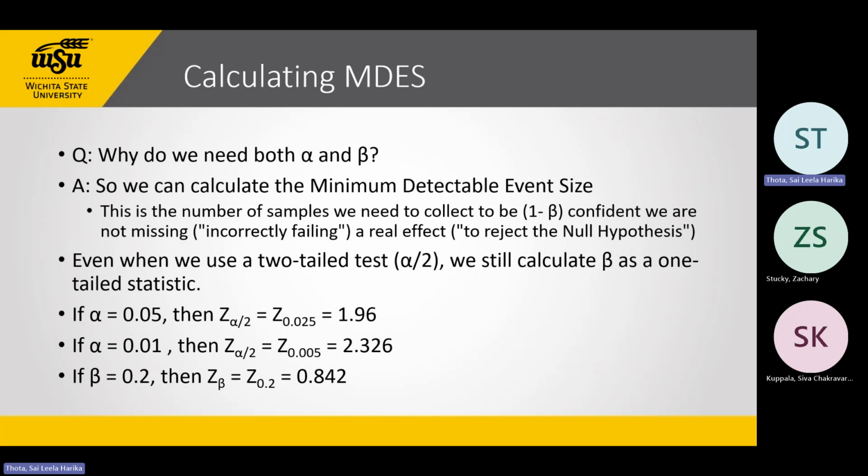For alpha equal to 0.05, we know the z value, which is 1.96, and for alpha equal to 0.01, which is 2.326. And what about beta? If beta equal to 0.2, we'll get 0.84, that is z beta.